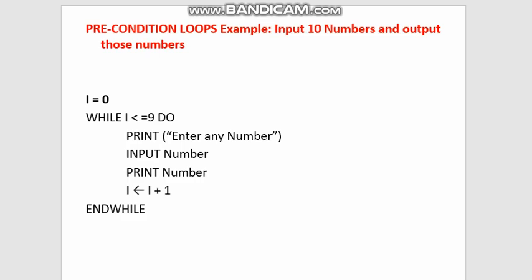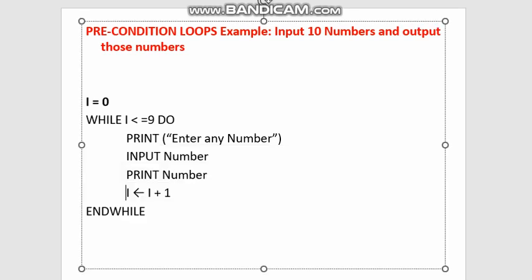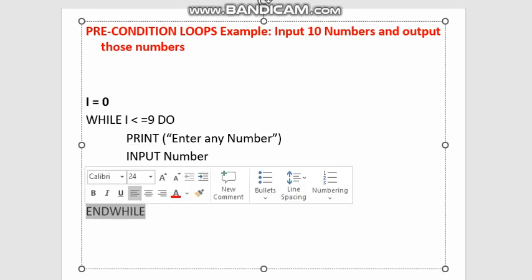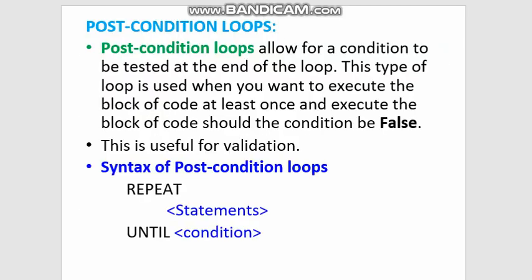So here I is equal to 0. While I is less than 9, the condition is true. Enter a number, the user enters the number, it gets printed and the counter is incremented by 1. In a while loop we must use a counter increment, and in the end we have to write end while.